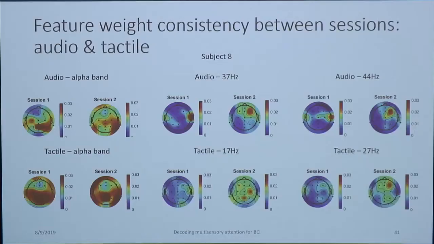And I extract features from the modulation frequency of the audio signal and the modulation frequency of the tactile vibration, and also the alpha band that we were looking for. We can see the weight distribution across different sessions is roughly comparable. For example, in the alpha band, it's always the parietal region. And for the audio, there could be some in the frontal lobe and some in the temporal lobe. And for the tactile, it's also somewhere as we expected.